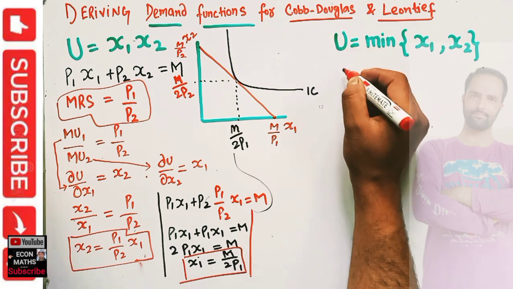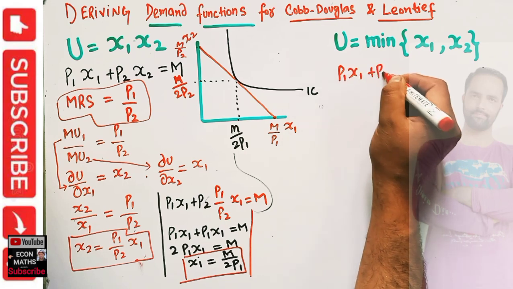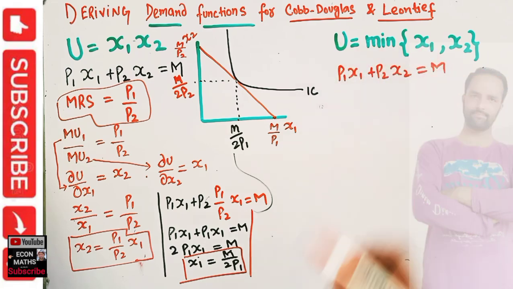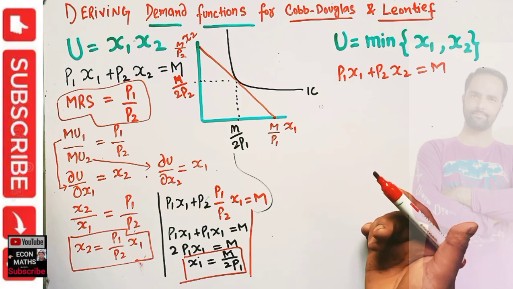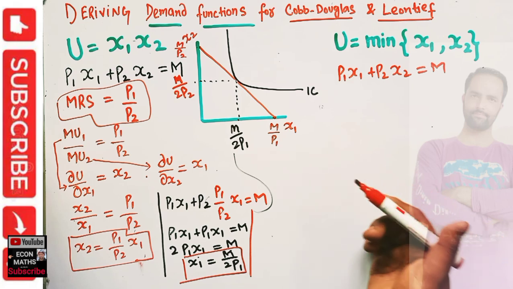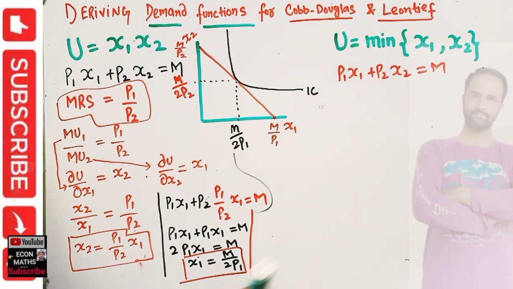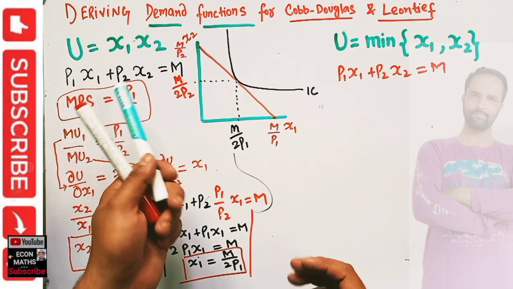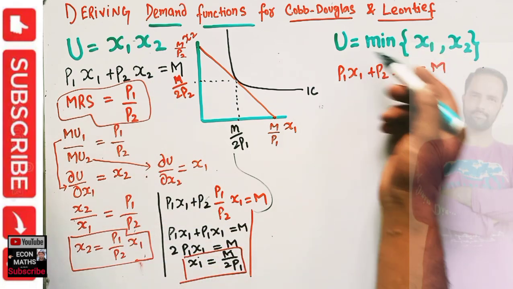Let us say we have a budget like this: p1 x1 plus p2 x2 is equal to m. Okay, we want to maximize utility subject to this budget constraint. Now the utility maximizing bundle will lie where our budget line meets this kind of utility function. Okay, to solve this kind of question, we don't use the marginal rate of substitution, we don't take the derivatives, because this min function is not differentiable at all points.